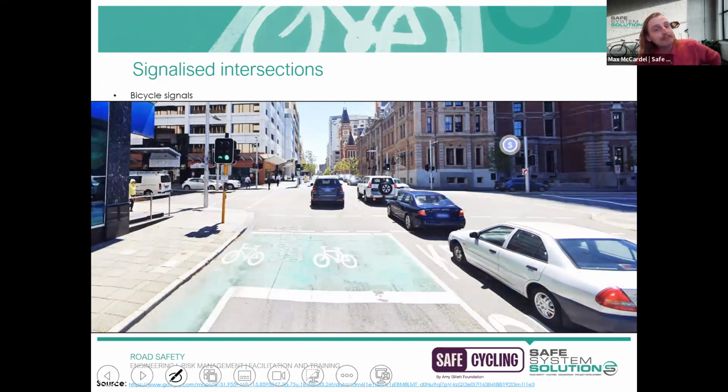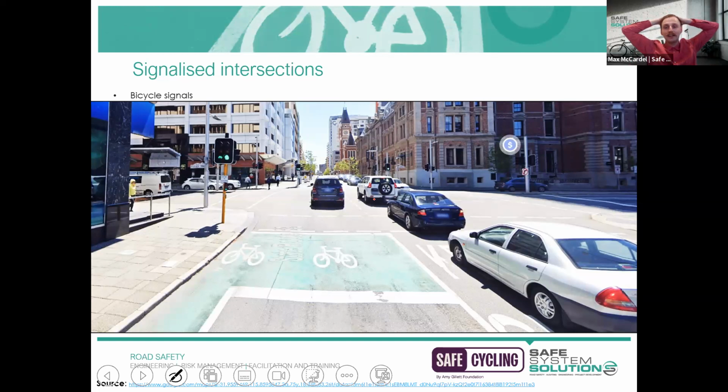This is an example in Perth where the bicycle signals are attached onto the signal face itself. So it's all just one unit. And it is carried along all of the mid-block section here, along the corridor. So it's not just intermittent. It's taken a corridor approach.